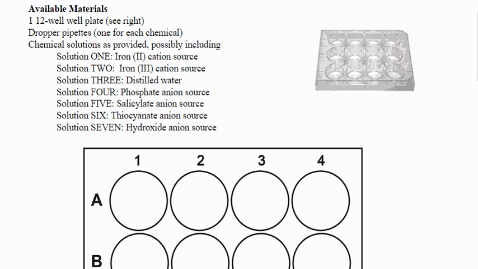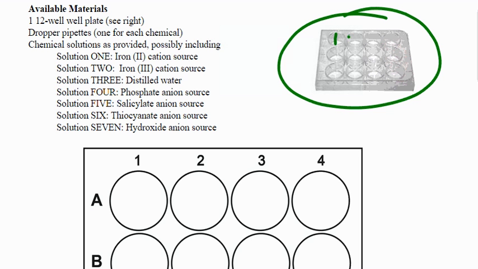These are your available materials. So we're going to have one 12 well plate, which is this guy right here. There's 12 wells here: 1, 2, 3, 4, 5, 6, 7, 8, 9, 10, 11, 12. Okay, and I've given you a bird's eye view with this diagram right here next, and I'll show you what you're doing with that. Now, you're going to have some dropper pipettes, and each one is going to be in with some chemicals.